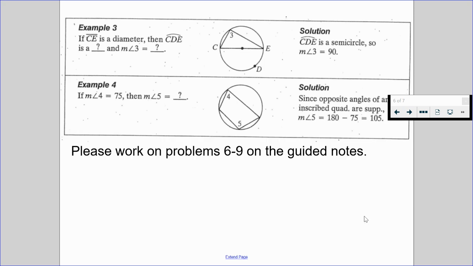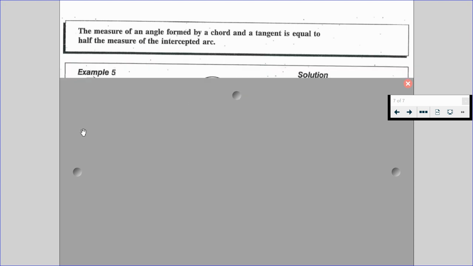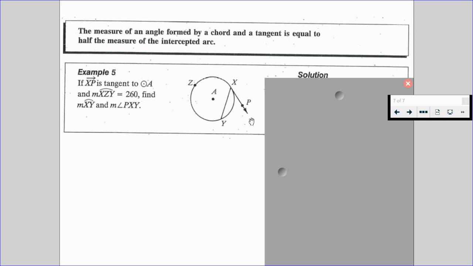With this in mind, please work on problems 6 through 9 on the guided notes and resume when you're ready for one more theorem and example. So the measure of an angle formed by a chord and a tangent line is equal to half the measure of that intercepted arc. And that may sound a little bit confusing, but once we start to apply it in example number 5, it should help clear up any confusion.